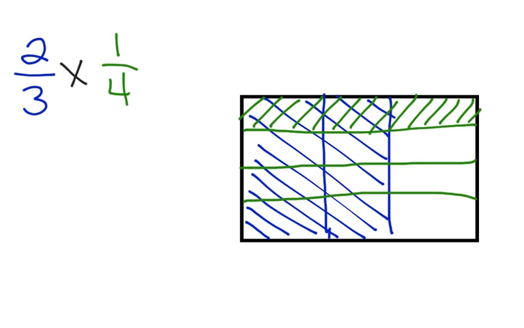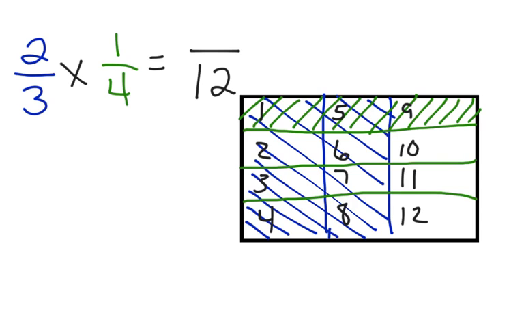Now what I end up with is a grid that's sectioned off into several different pieces. And I'll number them for you here. 1, 2, 3, 4, 5, 6, 7, 8, 9, 10, 11, 12. So what I have are 12 equal size pieces. That's what my denominator is. Now the numerator comes when I look at which pieces are shaded in twice.